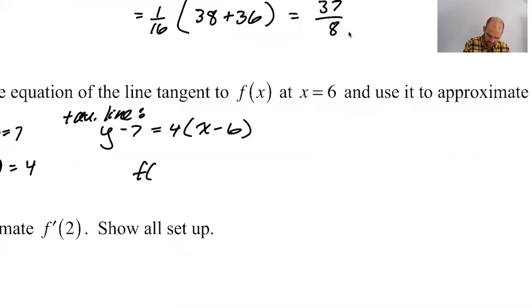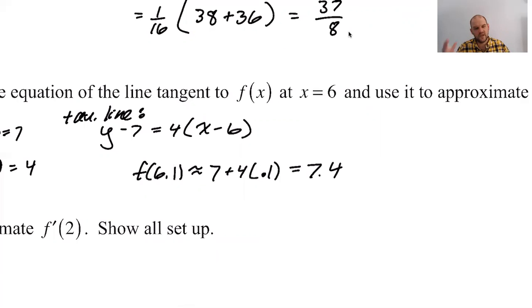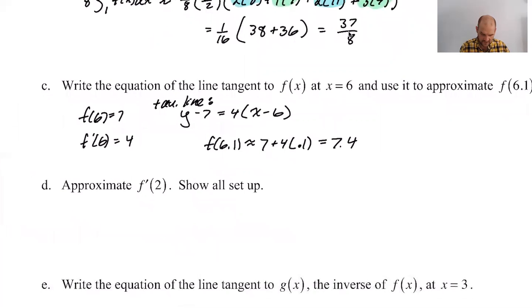So f of 6.1 is approximately 7 plus 4 times (6.1 minus 6, which is 0.1), so approximately 7.4. We don't know if it's an overestimate or an underestimate. We don't have enough information, but that's my approximation.